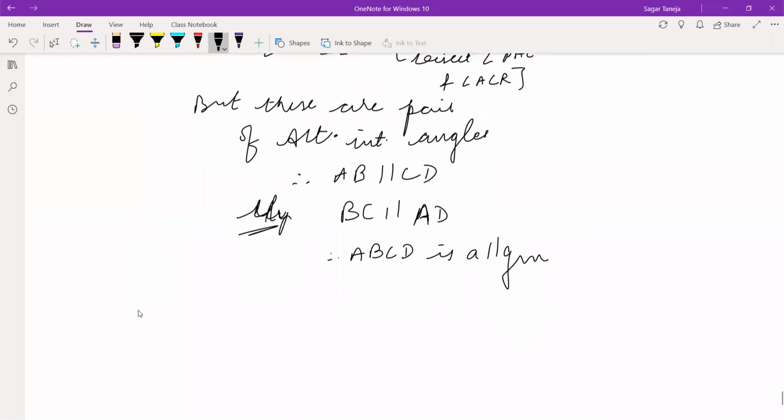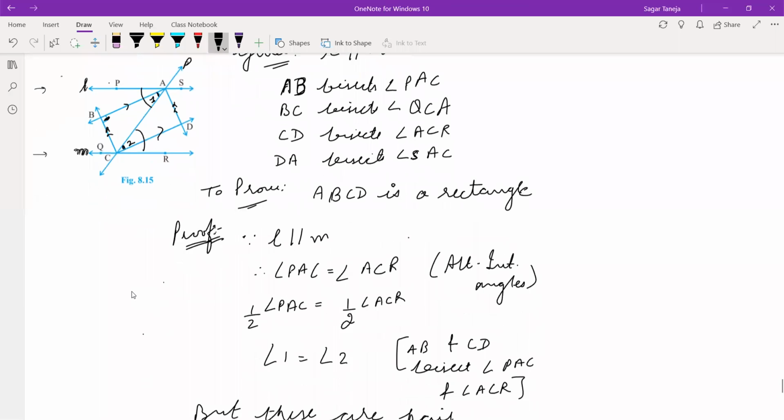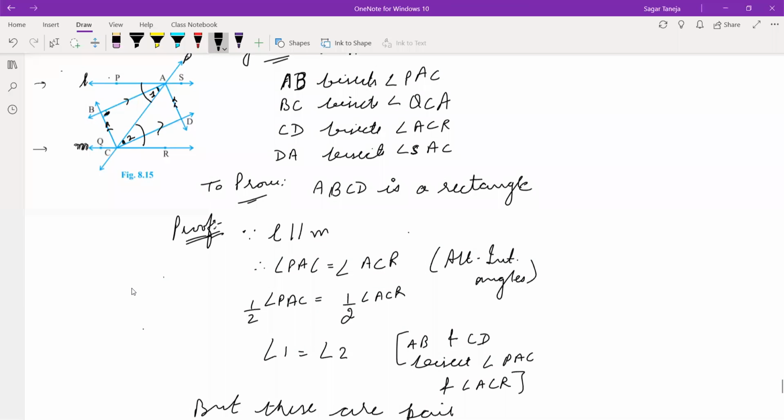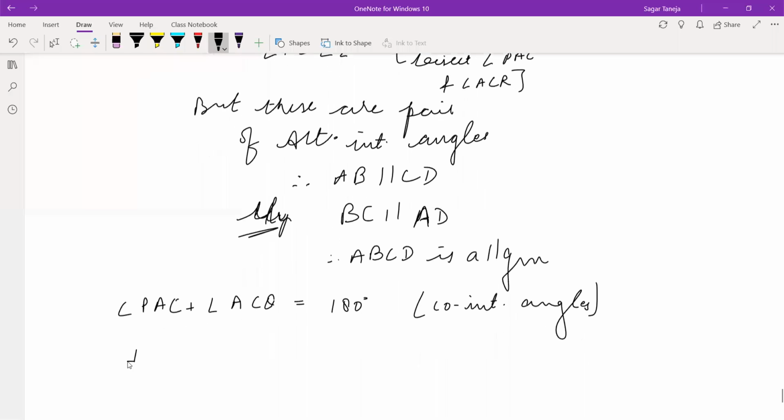Just right now, angle PAC and angle ACQ. Angle PAC plus angle ACQ are both making co-interior angles, 180 degrees, because of co-interior angles. So half of PAC plus half of ACQ will be equal to 180 degrees.